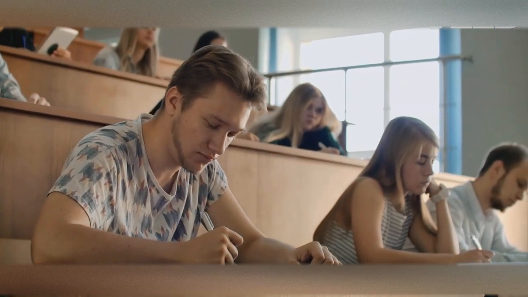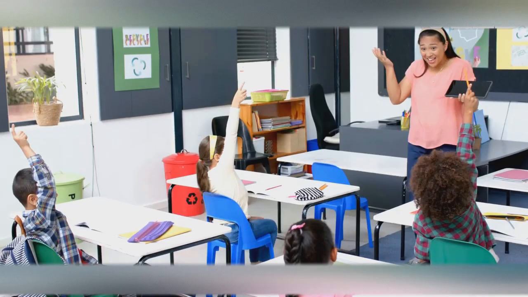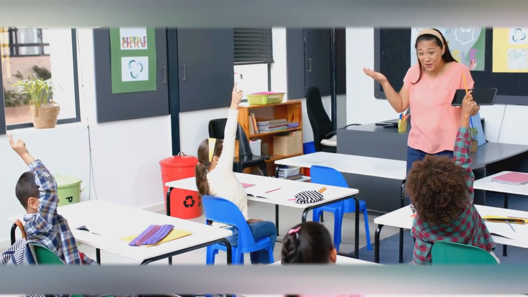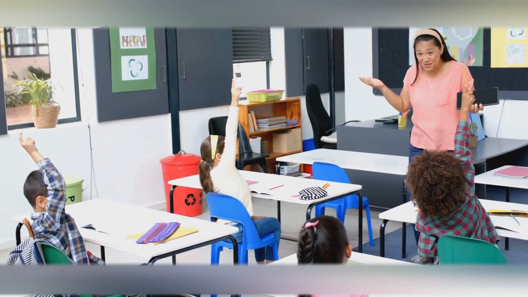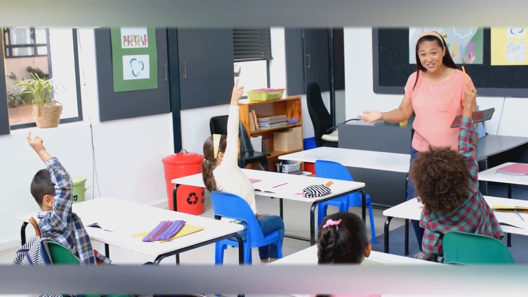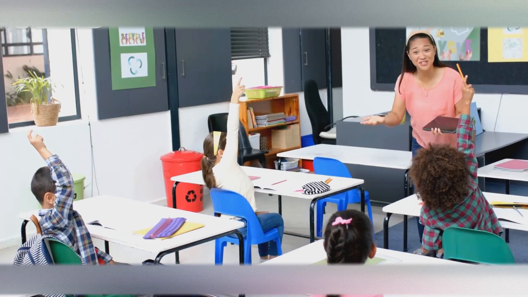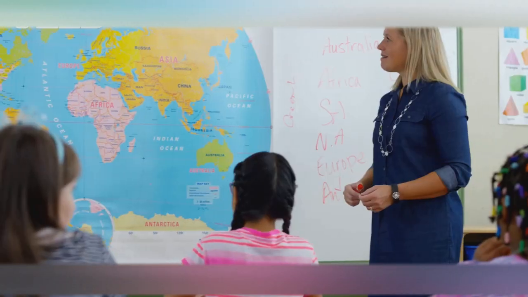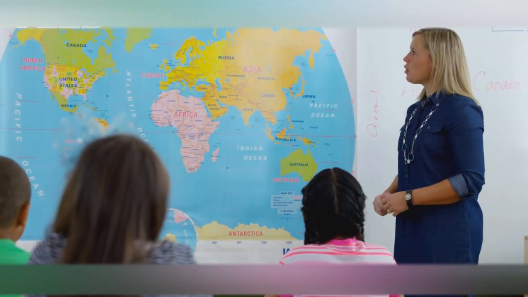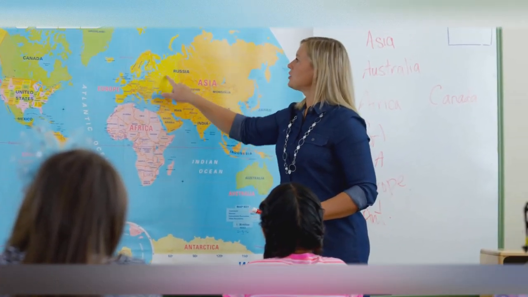Now, when we want to form a WH question in this structure, we need to start with the appropriate WH word. Common WH words include who, what, when, where, and why. The choice of the WH word depends on the information we're seeking. Let's look at the structure.